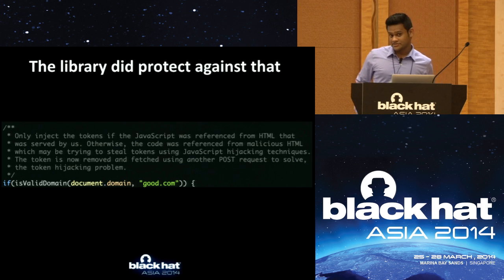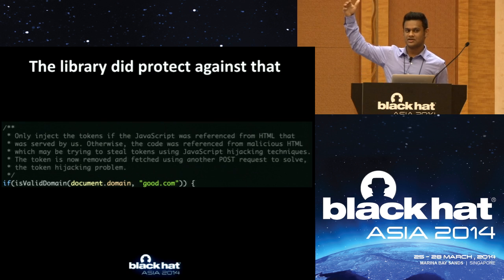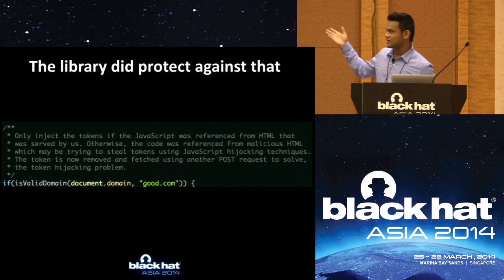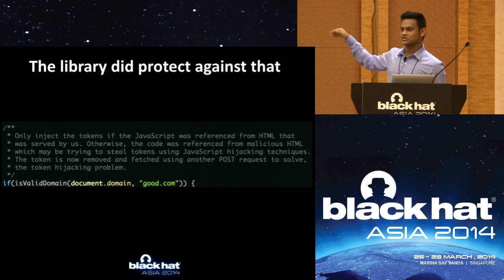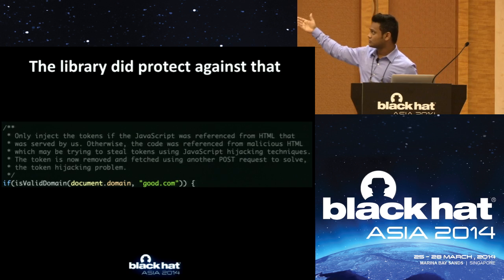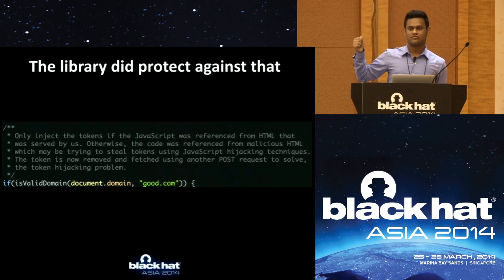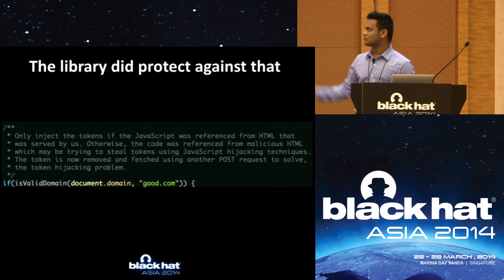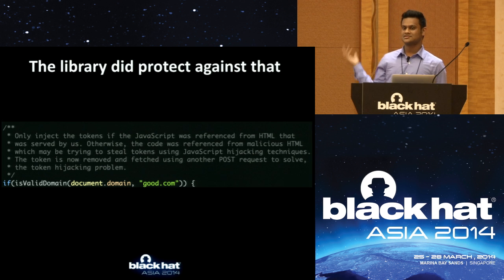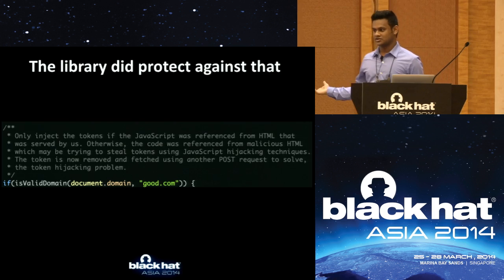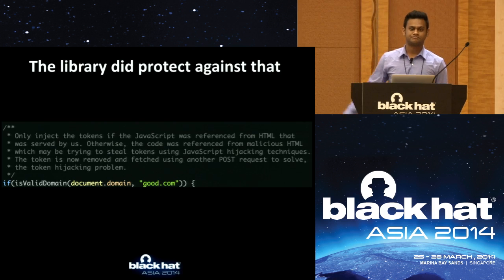Now, the authors of OWASP CSRFGuard already talked about this a few years back. They have a function inside their JavaScript file, called isValidDomain, which takes document.domain and checks it against good.com. So if you're using this framework for good.com as the domain, the function checks the current document.domain against good.com, which is the website it is trying to protect.